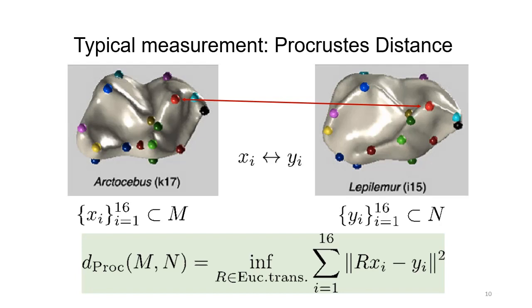Now we fix the points yi's in R3, and we apply Euclidean transformations onto xi's. What I'm doing here is finding the best alignment between the points xi and the points yi. After I find the best alignment, I measure the distance between each corresponding pair, and that number gives me the Procrustes distance between the surface M and the surface N.